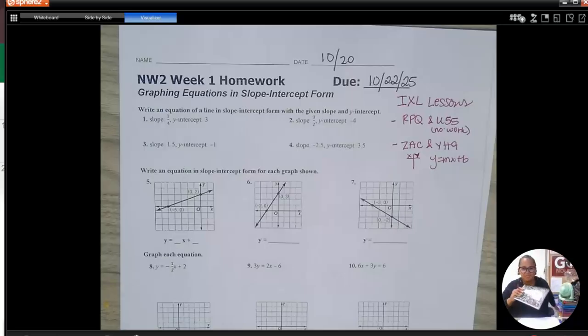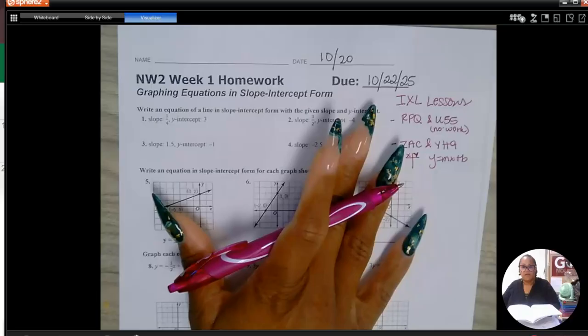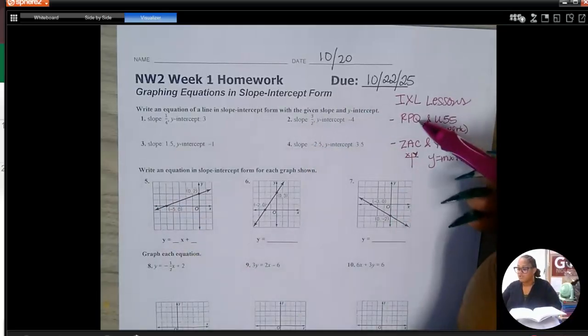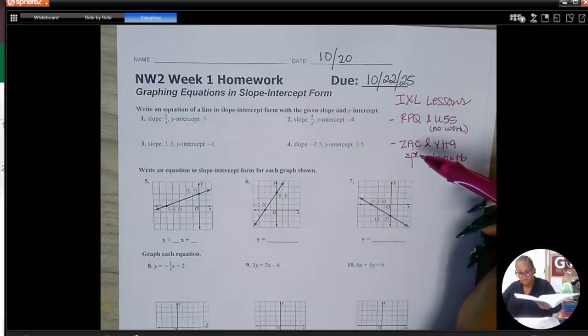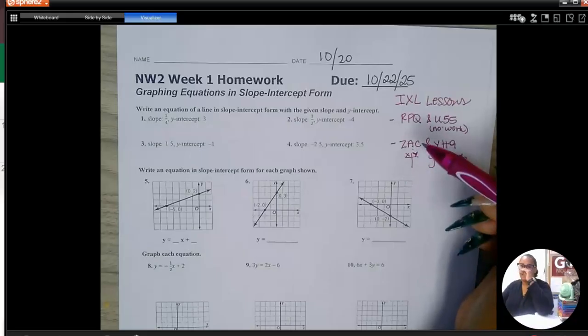I do advise that you get a sheet of notebook paper or a notebook to show your work on separate paper if necessary. So I've got my notebook here and then I've got the assignment here. I'm also going to try and touch on these IXL lessons to demonstrate how to show your work if I have time in my video. So let's start at the beginning.